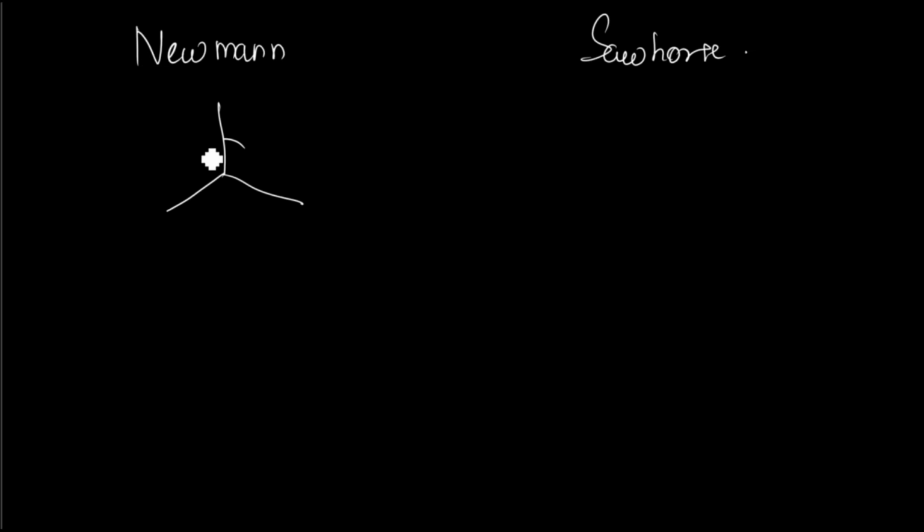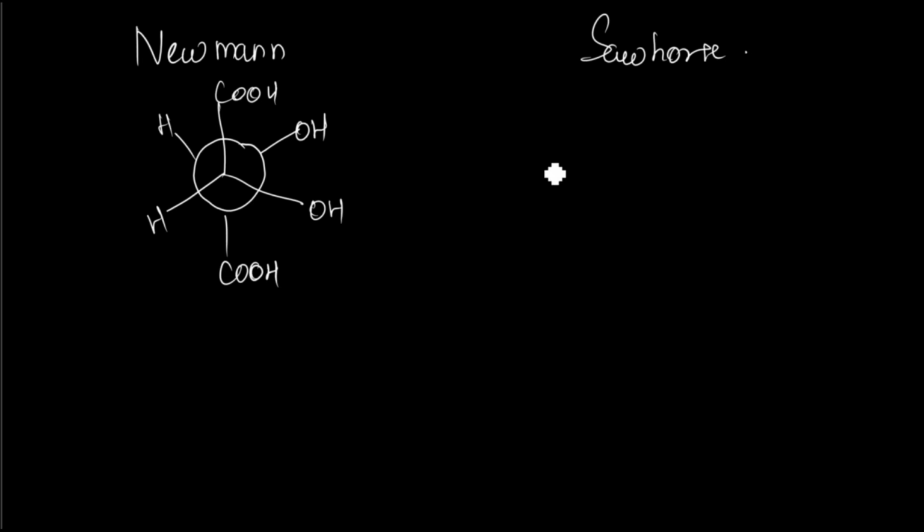Then how will you convert Newman to sawhorse? I'm giving you the same kind of example. COOH, OH, OH, H. So this is the Newman projection. I'm going to convert it to sawhorse. How will you do that? You can't directly convert Newman to sawhorse. First you have to convert it to Fischer.